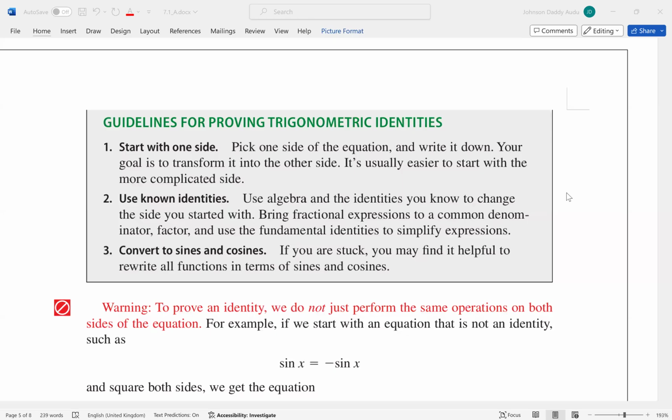Right, so welcome back. In this video, we'll be looking at how to prove identities, to be specific, trigonometric identities. Here we have about 3 guidelines.